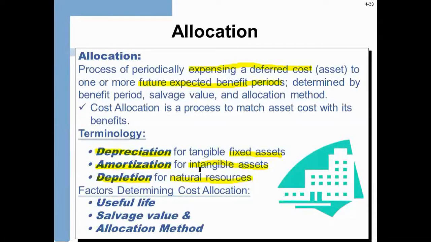And in order to allocate the cost to the income statement, we need to have information about the useful life of the long-term asset. We need to have an idea about the salvage value, the residual value, or the trade-in value of the asset, and the allocation method, which means that we need to know which type of method the company is using to allocate the expenses in every period in the income statement.